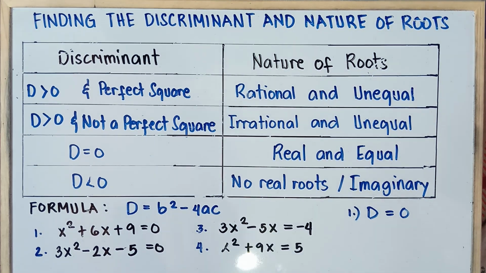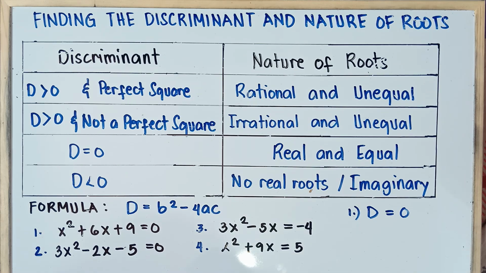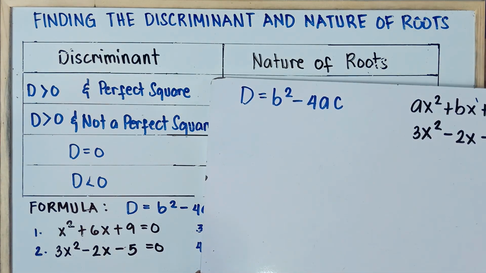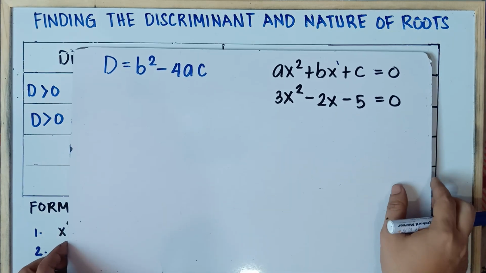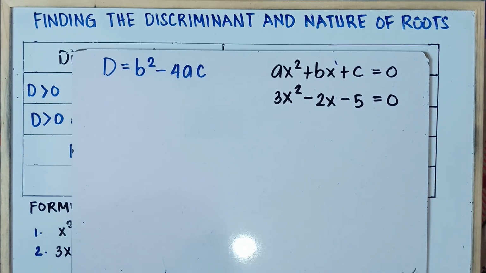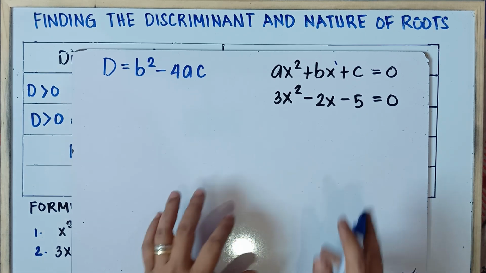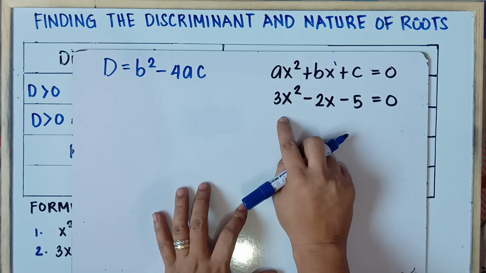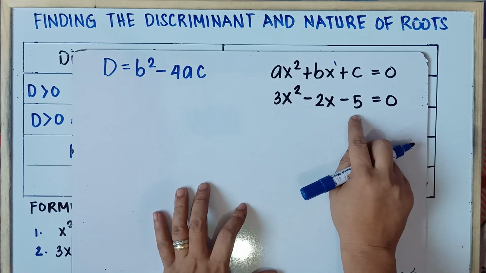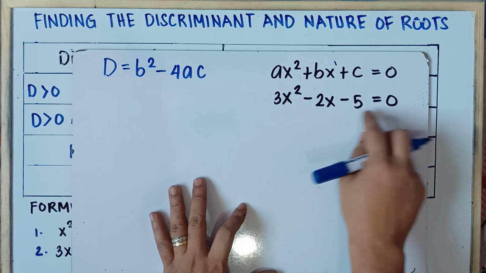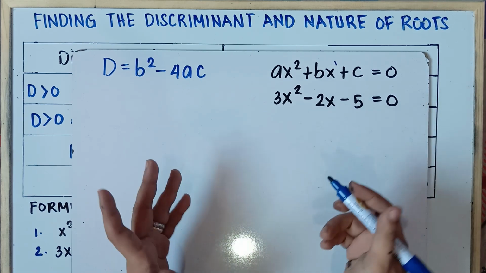Alright, so let's proceed now to example number 2. We have given 3x squared minus 2x minus 5 equals 0. So let me just write it here. 3x squared minus 2x minus 5 equals 0. Alright, so once again, you find the value of a, b, and c. You always check, class, the equation if it's arranged. So is it arranged? Yup, we have x squared, we have x, and negative 5. So it's already on the left side of this equal sign. So it's already been arranged.